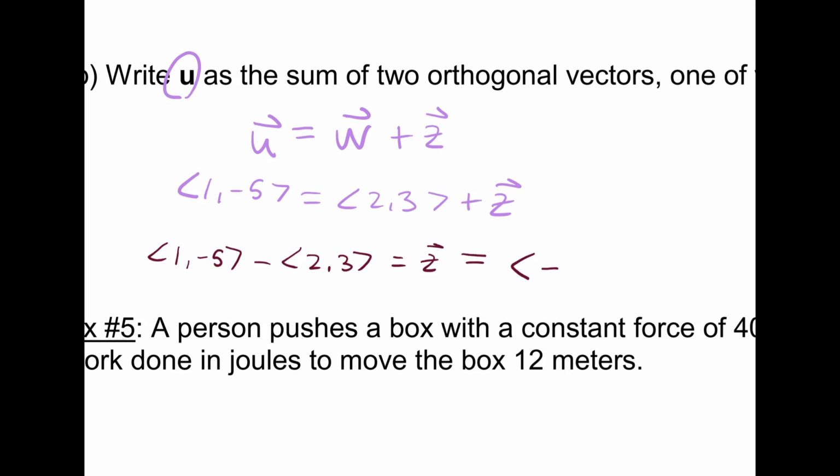Oh, is U supposed to have a negative 1? Yeah, it is. There should be a negative 1 right there. It was supposed to be negative 1 comma 5. I put the negative in the wrong place.